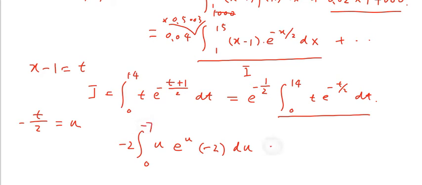So this equals, let's say, negative becomes positive 4. So this equals 0 to negative 7, u is negative u du. Oh no, this u is u du.